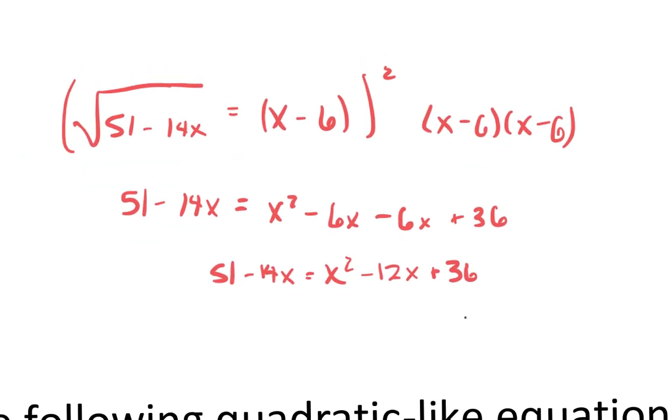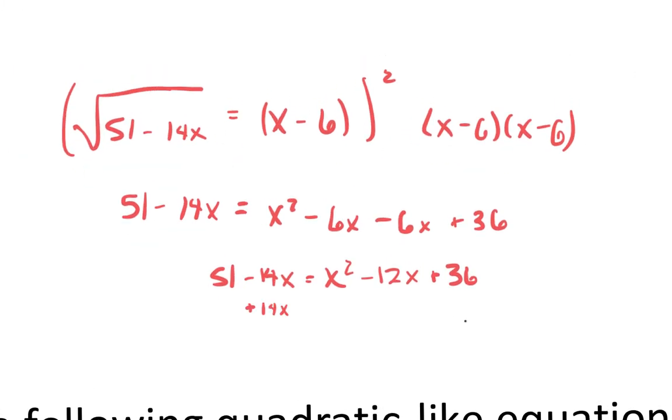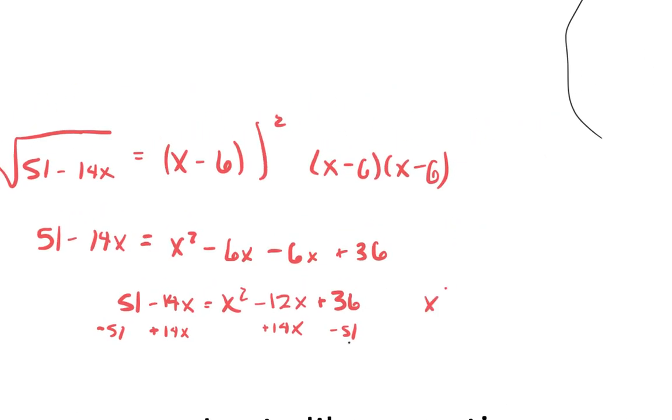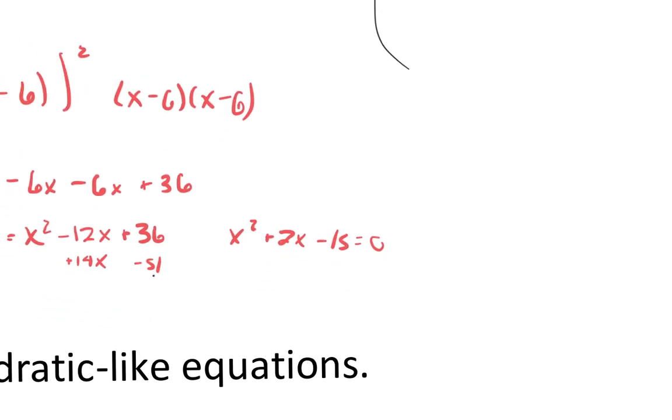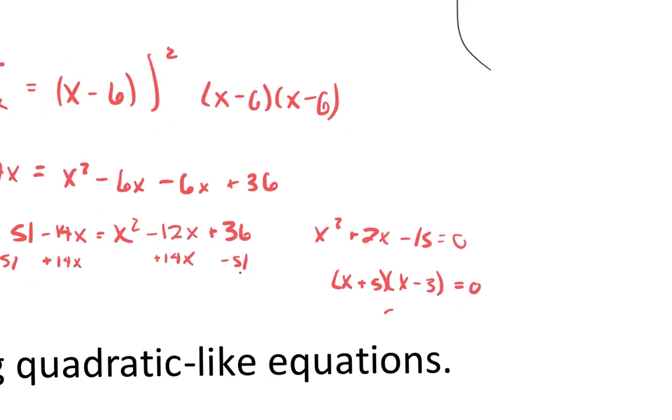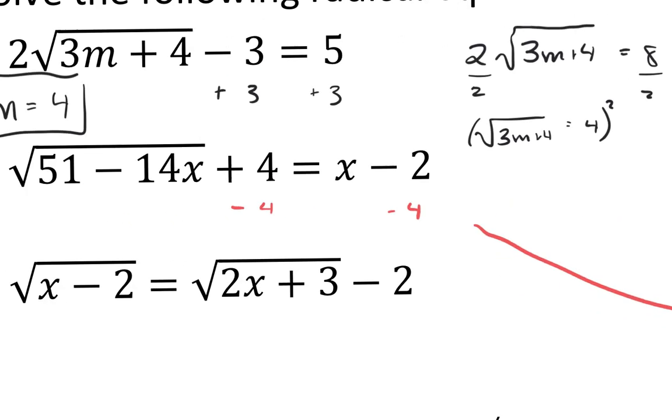Just to get everything on one side, go ahead and add 14x, subtract 51, which will get us x squared plus 2x minus 15 is equal to 0. Two numbers that multiply to -15 and add to 2 are going to be +5 and -3, which gives us the solution set -5, 3. So let's go ahead and put that down.